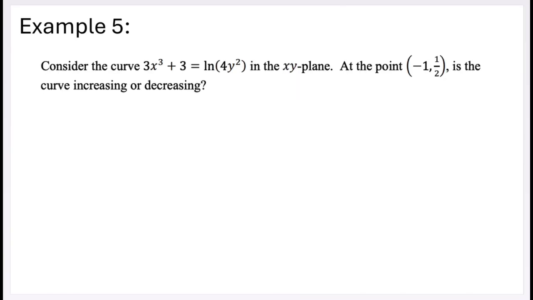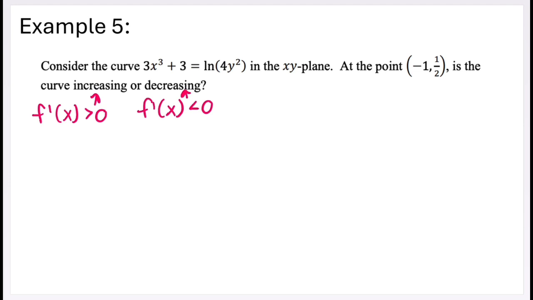So in example 5, it says, consider the curve 3x to the third plus 3 equals ln of 4y squared in the xy plane. At the point (-1, 1/2), is the curve increasing or decreasing? If it's increasing, the first derivative is going to be positive, and f prime of x is going to be less than 0 if it's decreasing.